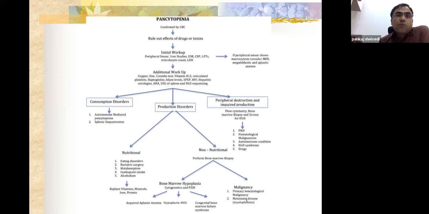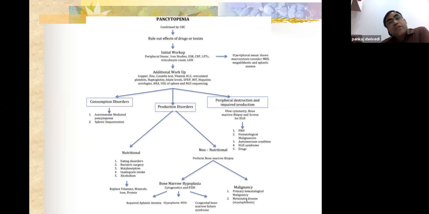First and foremost, the reason may be drugs or toxins, which we will discuss later. If there is an immediate history of some drug that causes pancytopenia, it should be ruled out, and then your initial workup starts. The peripheral smear is the most important, along with the CBC, which tells you a lot of things. For example, in the peripheral smear you may find blasts, and if all three cell lines are decreased, definitely you are dealing with leukemia or something of that sort. So it will give you an urgent or immediate diagnosis. The PS is the window to your bone marrow.